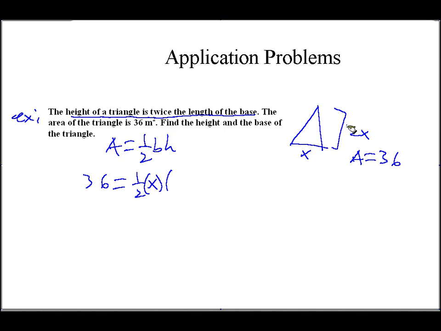Times the height, which is 2x, right? The height is twice the length of the base, so 2x for the height. Again, 36, the area, is equal to one half times the base, which is x, times the height, which is 2x. Are you with me on that? Make sure we see that.